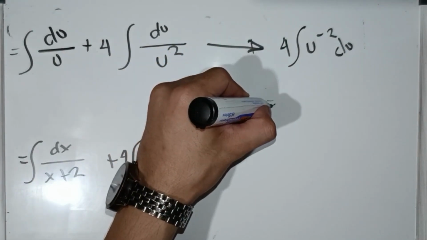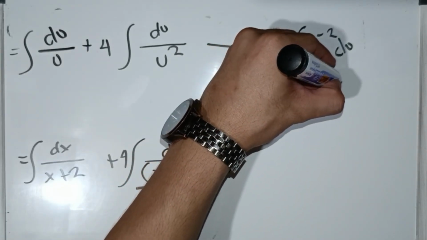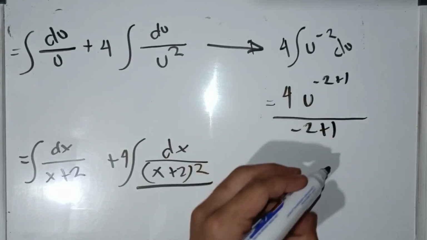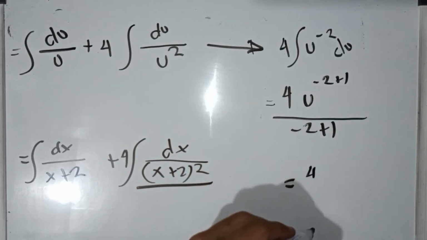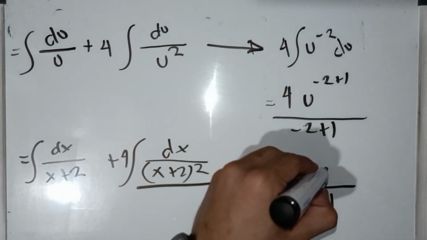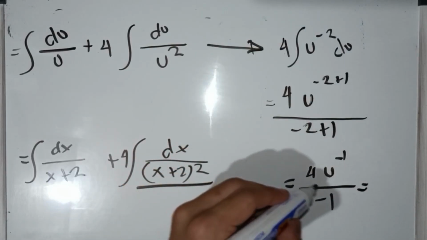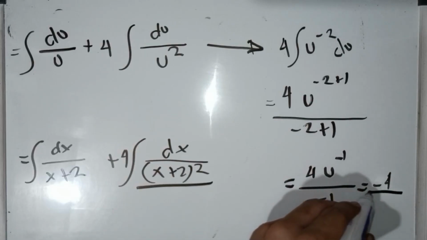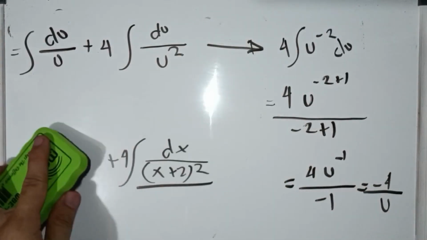To integrate, that will give us 4u raised to negative 2 plus 1 all over negative 2 plus 1. And that now becomes 4 all over negative 1 u raised to negative 1. We can rewrite this as negative 4 all over u. Since we have this, let's proceed to integration.